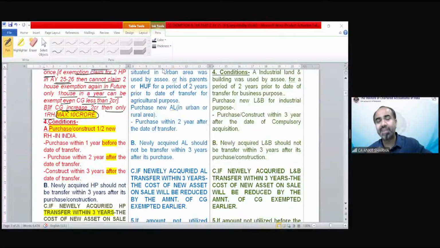If the other conditions allow you, we did not complete this exemption. We are just in the way. So if as per the other condition it is possible, then you can claim. So just wait. Let me complete this section.